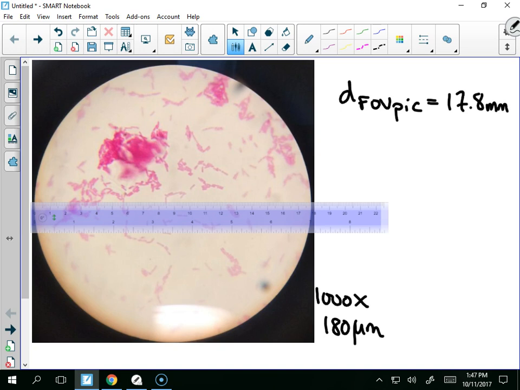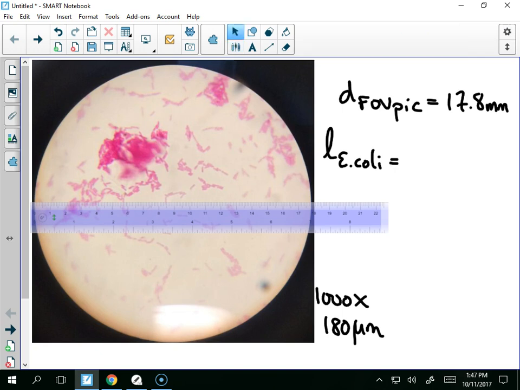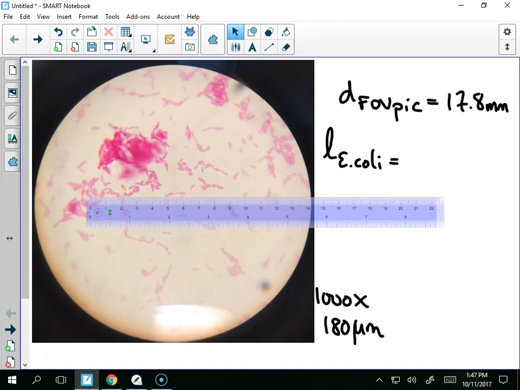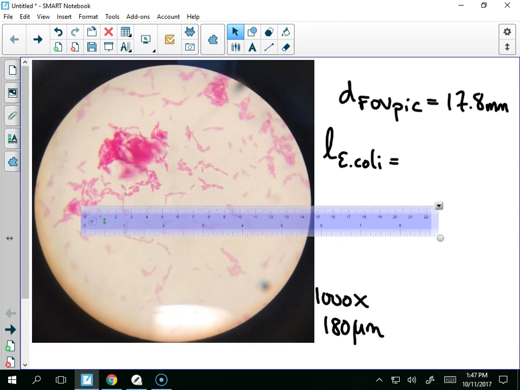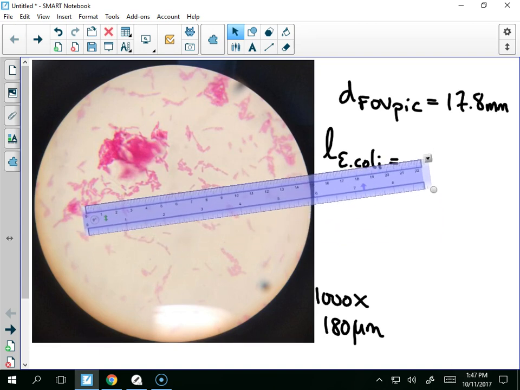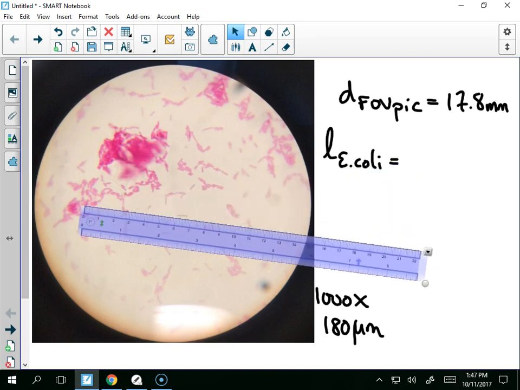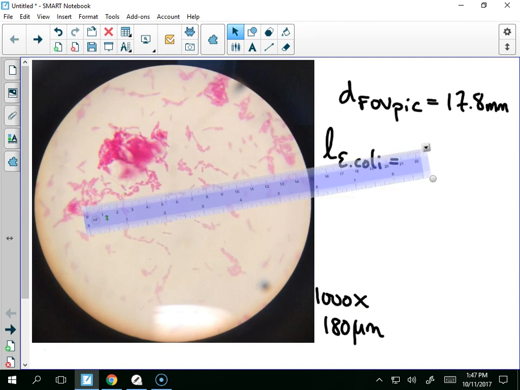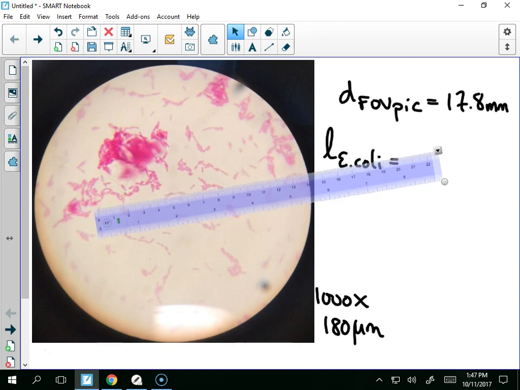Of my picture. Okay? And we're dealing with E. coli, so the length of E. coli, we're just going to go from their length. So I have to find an E. coli cell, just one cell by itself. Okay. Let's have a look. There we go. That's what I was looking for. There's a good little guy there.